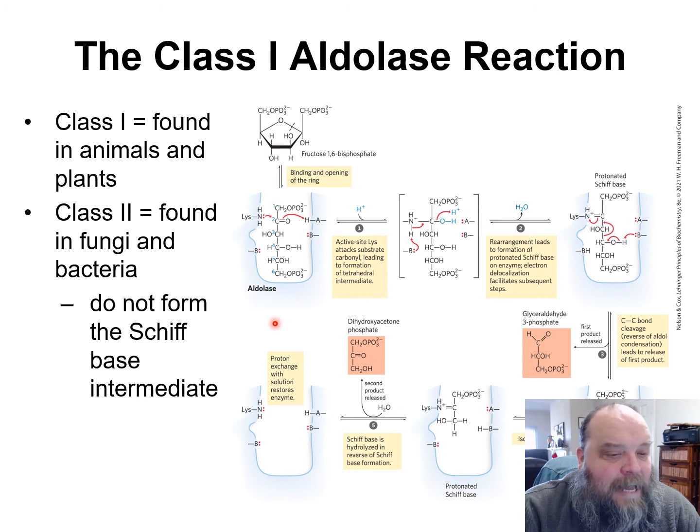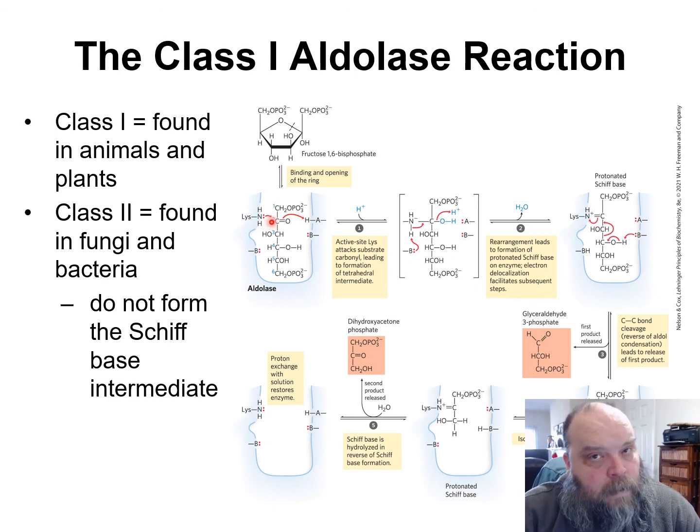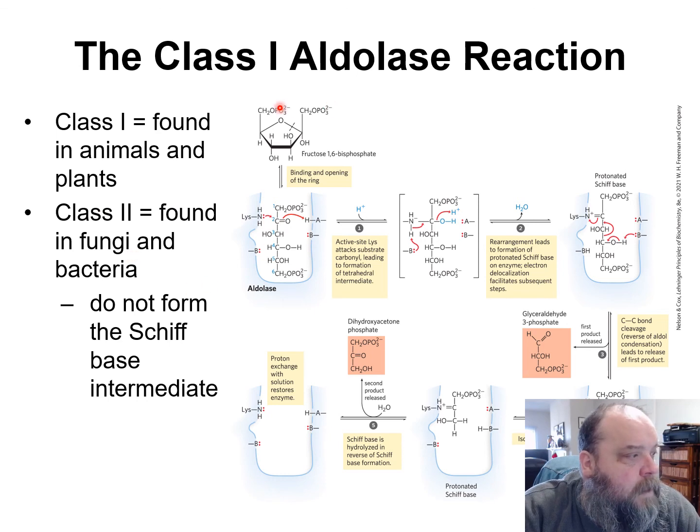We call this a class 1 aldolase reaction, because class 1, this type of reaction, is found in animals and plants. Class 2 utilizes slightly different mechanisms. They don't use the Schiff base intermediate like we're going to be showing here. This is fungi and bacteria. So what you see happening here, and I'm looking at my big screen, which is why I'm not looking into the camera, pardon me. Fructose 1,6-bisphosphate enters into the aldolase active site, because remember, this is an enzyme.